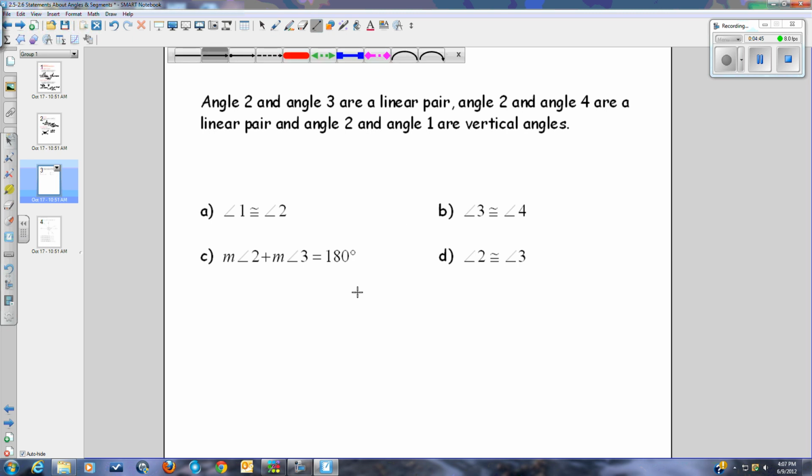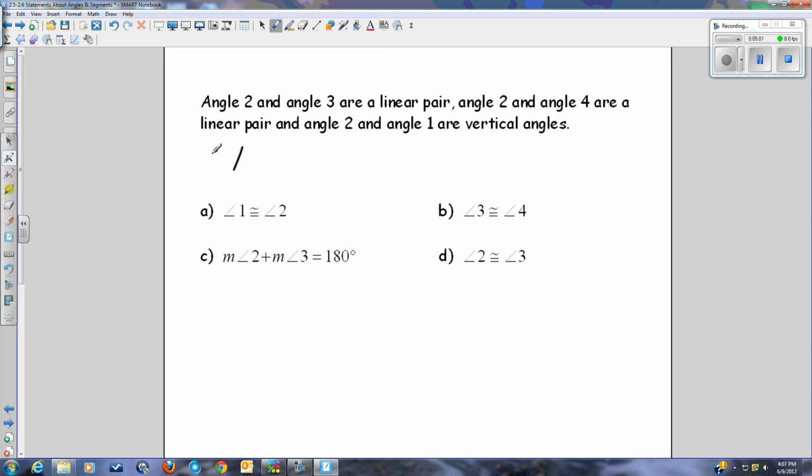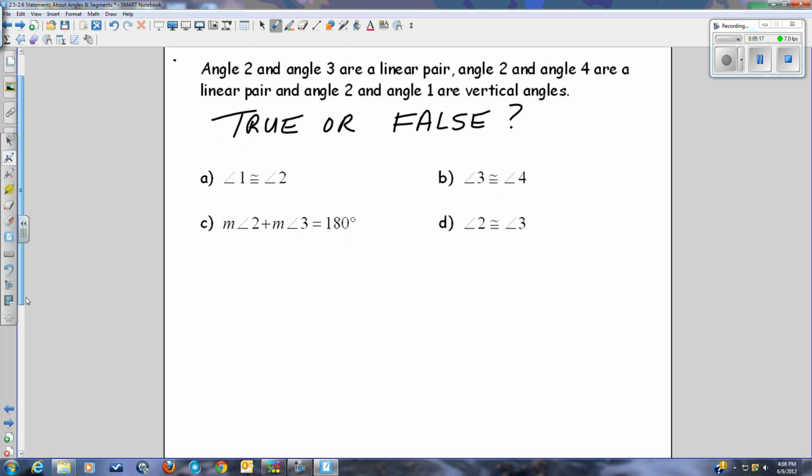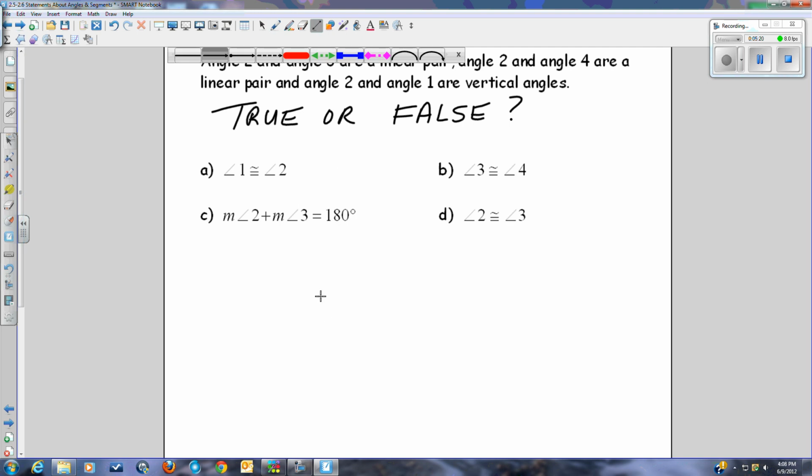It says that angle 2 and angle 3 are a linear pair. Angle 2 and angle 4 are a linear pair. And angle 2 and angle 1 are vertical angles. And we'd like to say whether or not the following statements are true or false. Okay, so this is what I want you to do with that information. Now let's see if we can draw a picture of this. Okay, so angle 2 and angle 3 are a linear pair, so we know that they are right across from each other.